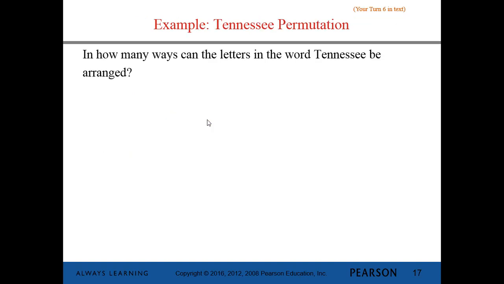Okay, so now here's an example that says, in how many ways can the letters in the word Tennessee be arranged? Okay, so this is a good one. Well, let's look at this. How many T's are there? There's one T. How many E's are there?